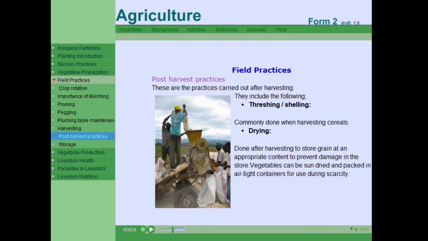Post-harvest practices. These are the practices carried out after harvesting. They include the following: threshing or shelling, commonly done when harvesting cereals. Drying, done after harvesting to store grain at an appropriate moisture content to prevent damage in the store. Vegetables can be sun-dried and packed in airtight containers for use during scarcity.